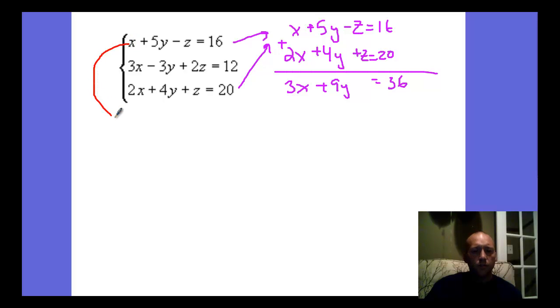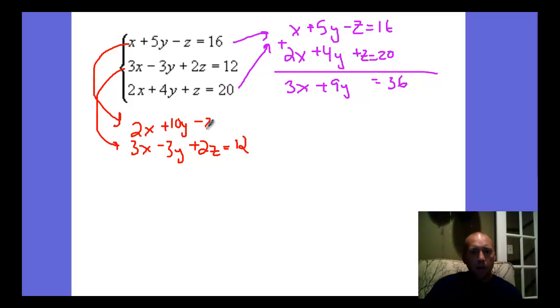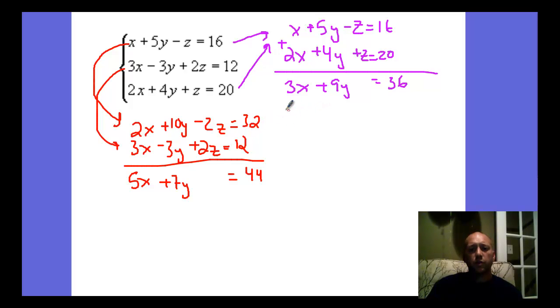So if I take this first equation and the second equation. The second equation I'm going to keep the same. I'm not going to change that. But the first equation, I want to have a same coefficient or opposite. So I'm going to multiply this top equation by 2. So 2x plus 10y minus 2z. So now we have the opposite coefficients. Don't forget to do it to the 16. So we have 32 when you multiply by 2. Now I can take these 2 and add them up. So 5x plus 7y equals 44.